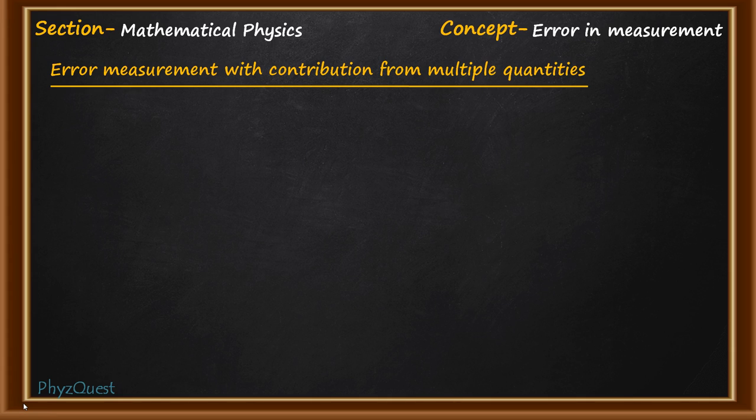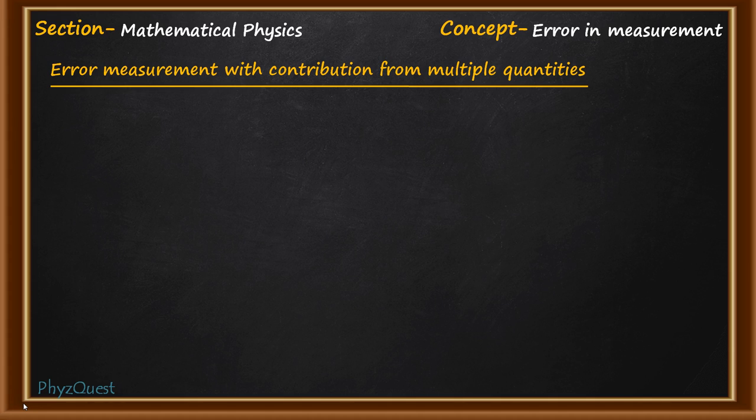Now when a quantity has a contribution from different other variables, that is, in any formula there may be the involvement of other quantities with the relationship of sum or difference or product or division or power. So any kind of relationship is there. In that scenario, how will we calculate the error?